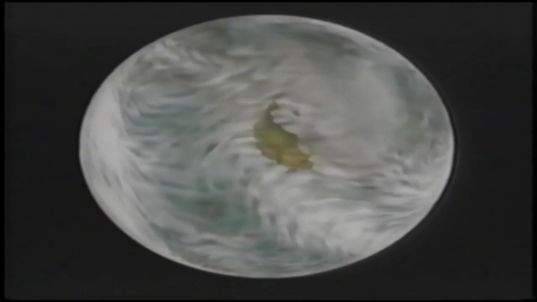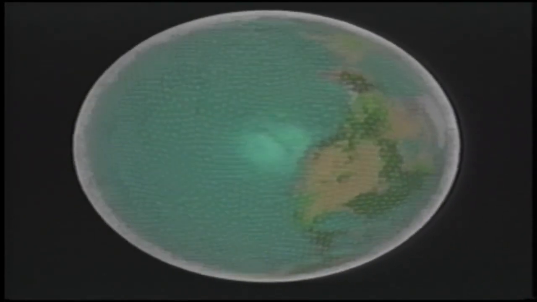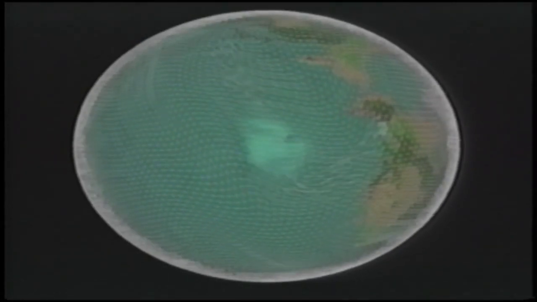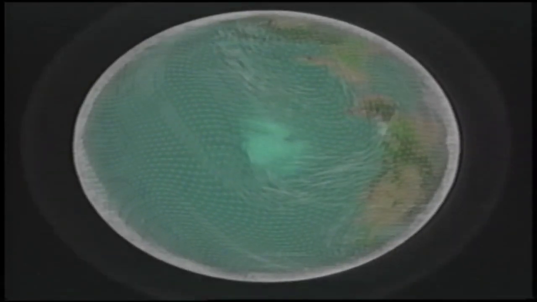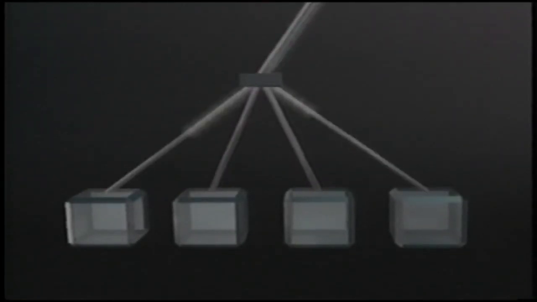This simulation of the global climate uses an irregular and dynamic mesh to focus effectively on changing weather patterns. In this application, the connectivity of the mesh actually changes from one step to the next. On the CM-5, mesh data is distributed among the processing nodes. Exchange of data between mesh cells is done through the CM-5 data network. Here, the messages are indicated by pulses of light.